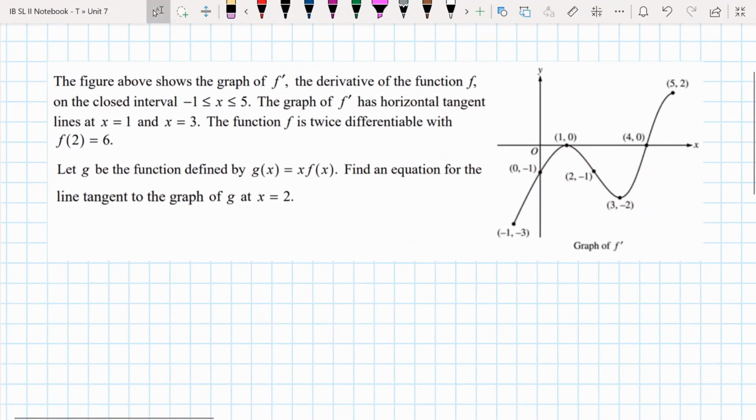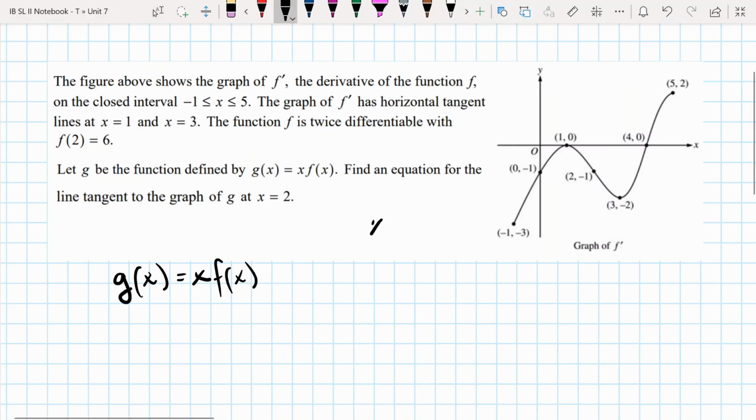Okay, so here we have the graph of the derivative of f. And what we want to do is find the equation of the tangent line of g of x at x equals 2. So let's start with just recognizing how we're going to find g of x. G of x is defined as x times f of x.